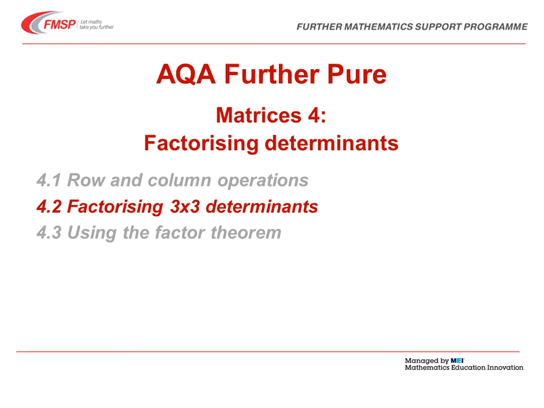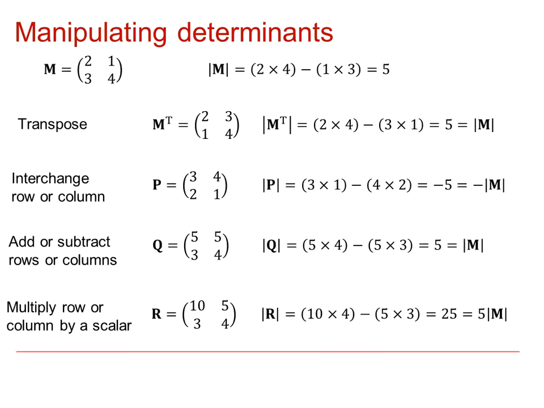This is a video for AQA Further Pure Mathematics, Matrices, section 4.2, which is looking at factorising 3x3 determinants. You should already be familiar with the row and column operations that we've discussed for matrices in general. Indeed, the determinant of a transpose matrix will be equal to the determinant of the matrix itself.